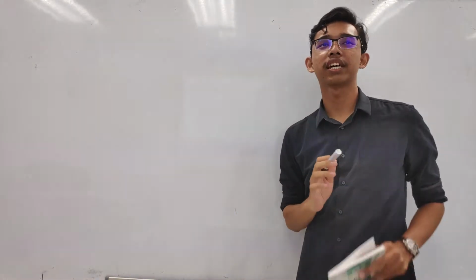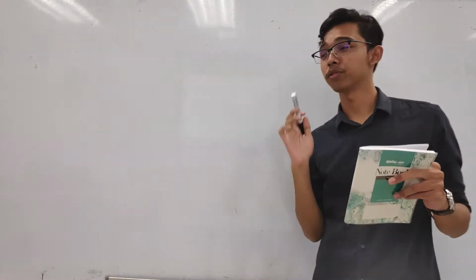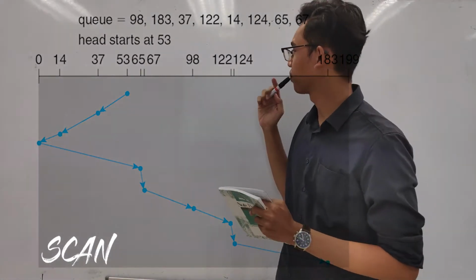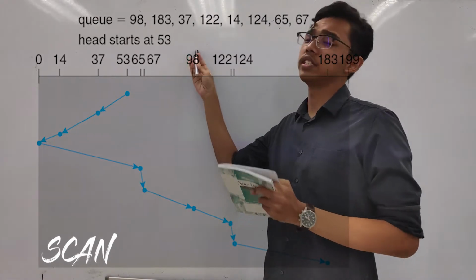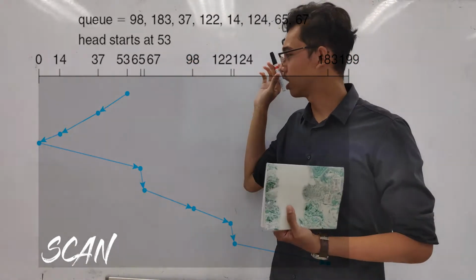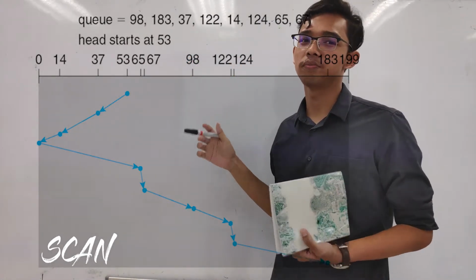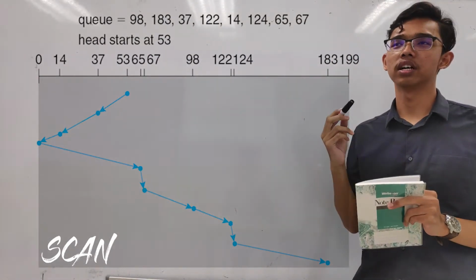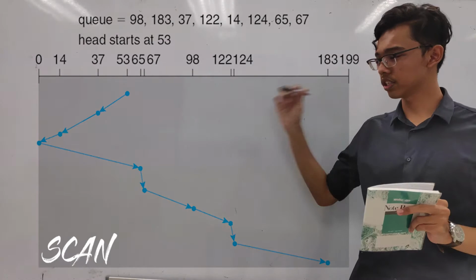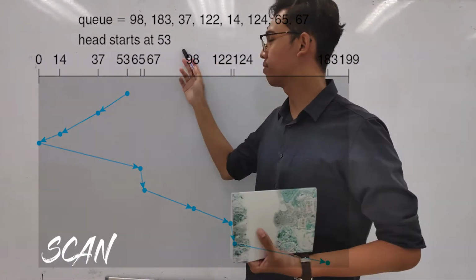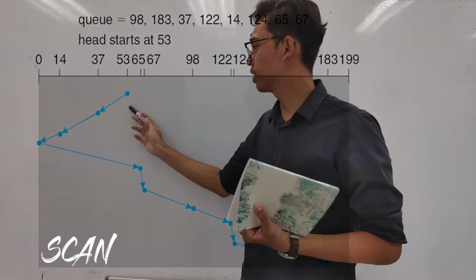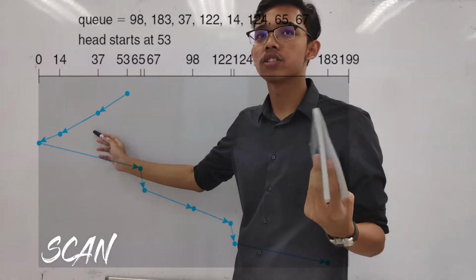So for the third, we have SCAN. We follow just the same. We start with 53, but for SCAN we move backwards straight to 0, which the numbers in the queue are closer to 0. We start over. So we have 53 as the head start. Then we move to 37, 14, and we stop at 0.